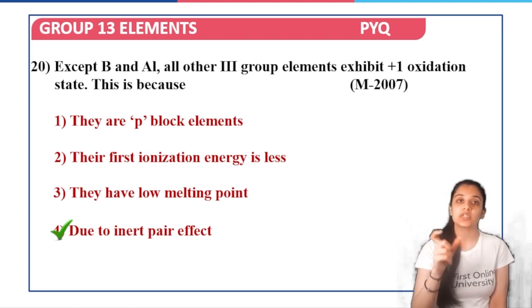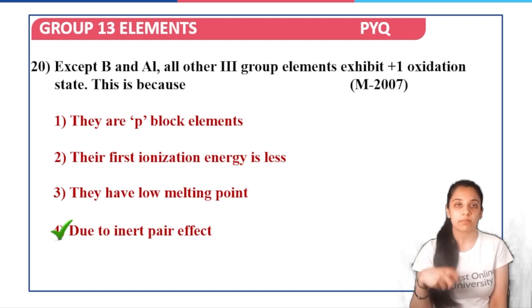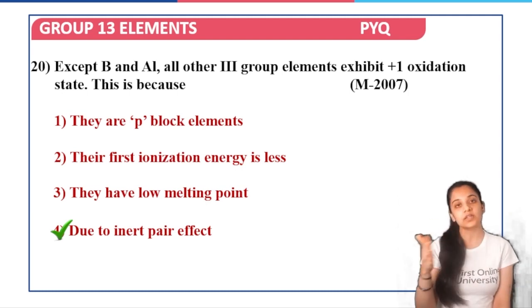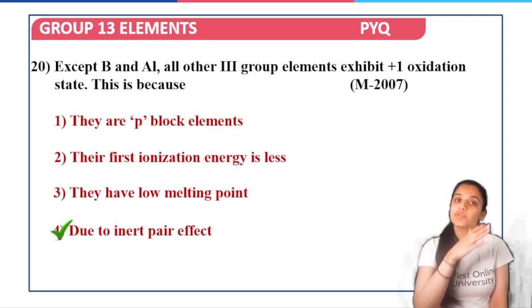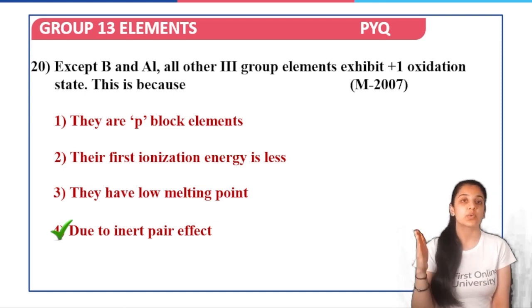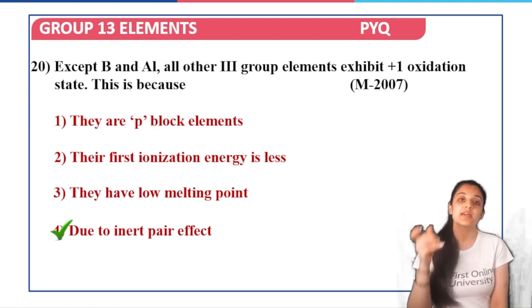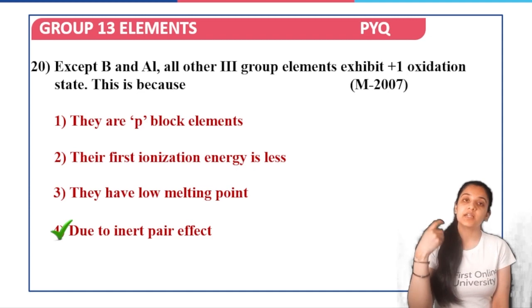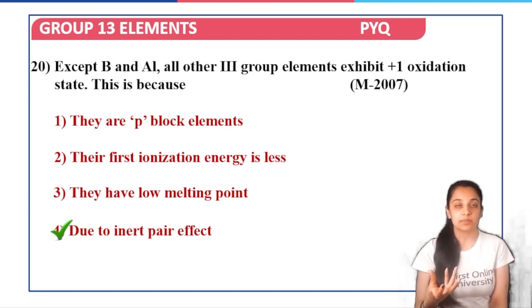Remember, this is actually a factual part that you need to remember. And it is not only for group 13; for every group that we are going to discuss in P block elements, as we go down the group, the lower oxidation state becomes more stable, and the only reason for it is inert pair effect.